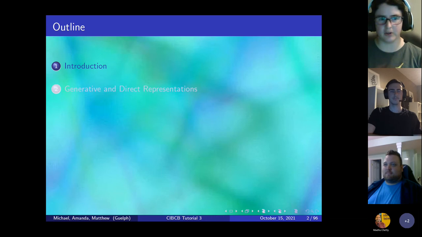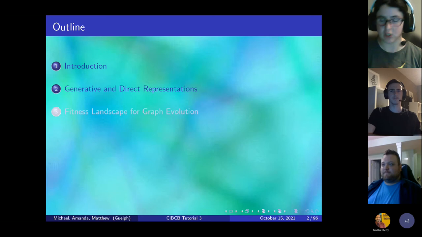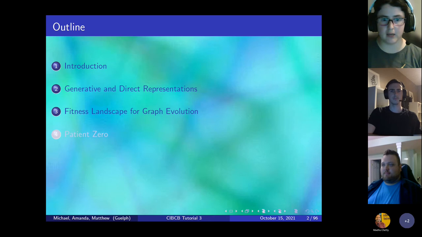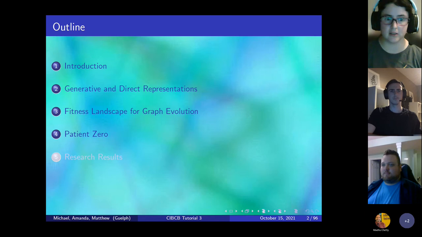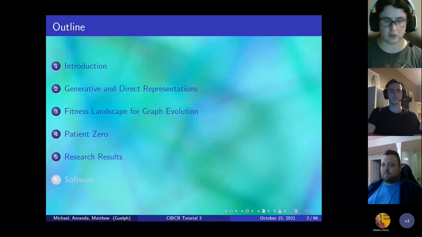So we're going to start with an introduction. We're going to go over generative and direct representations of contact networks. We're going to talk about the fitness landscape for graph evolution. We're going to talk about how important patient zero is. And then we're going to present some of the results and talk about some of the software.